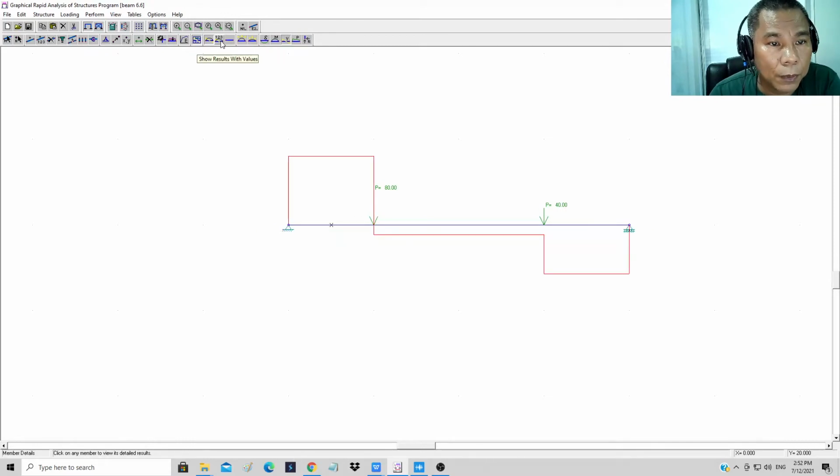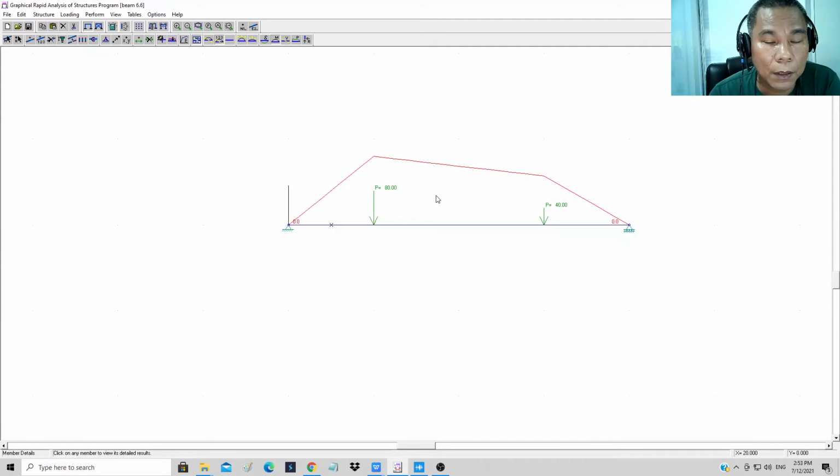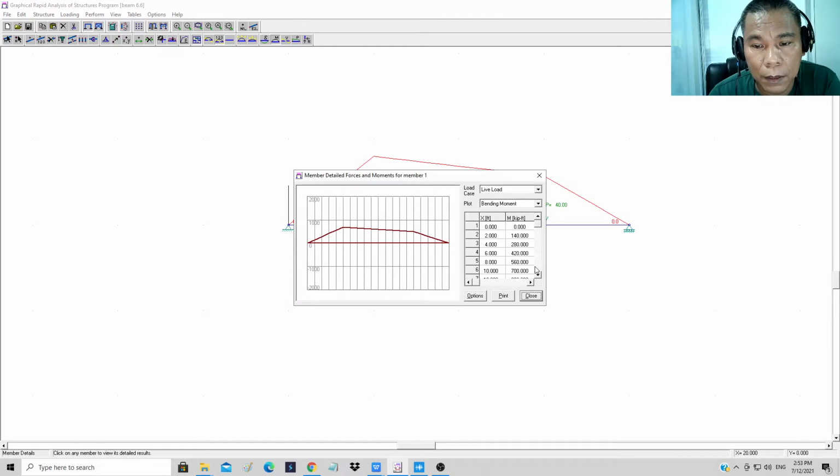You can also show the results with values so that you will get the values here. It's 70 and 50, but here you cannot easily look at it. You can just click on the member to see the details. Check the shear, and that's around 70, then negative 10 here, and then negative 50. Aside from that, you can look at the moment, which you also cannot see here, so look at the details. You can see the maximum is 700 and the other one is 500.